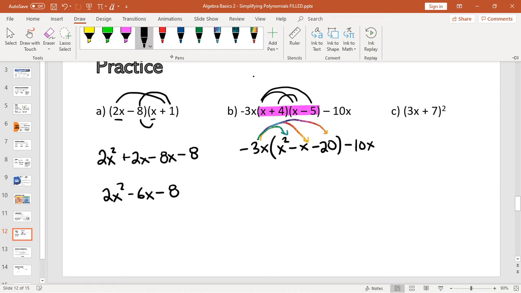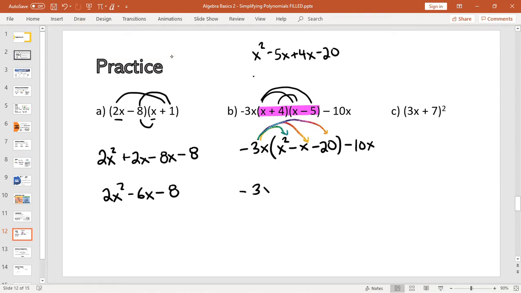Negative 3x times x squared, negative 3x cubed. Second term is going to be positive. Don't forget the 3. And the x's combined to make x squared. And the last term will be positive. 20 times 3 is 60. And don't forget the x. And now our brackets are gone. And we just have minus 10x. Last step, check the order. And we can combine the two x terms, 60 minus 10.